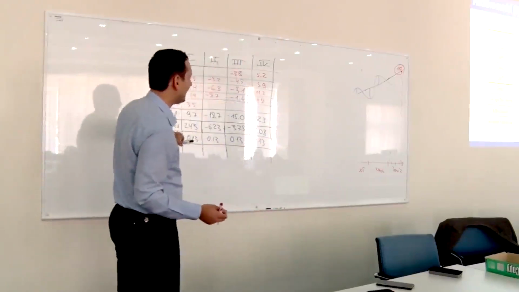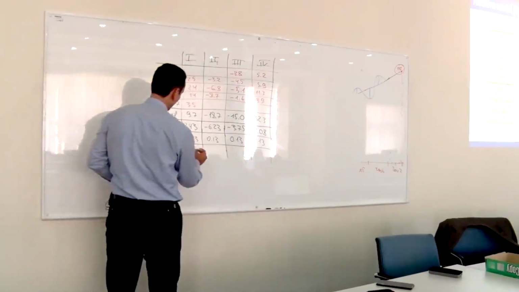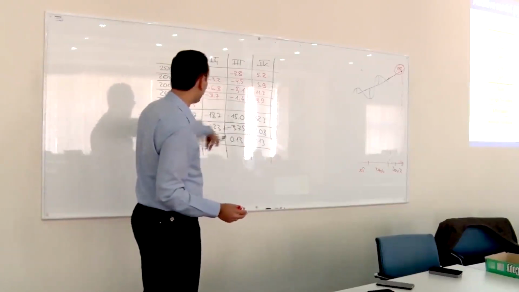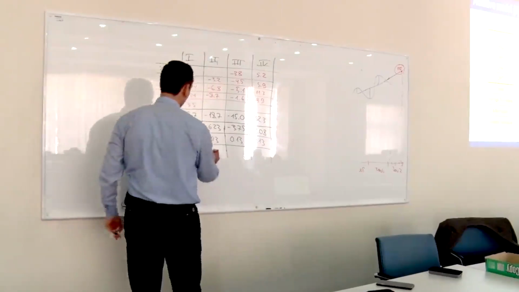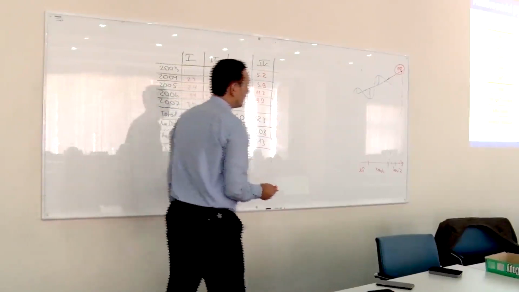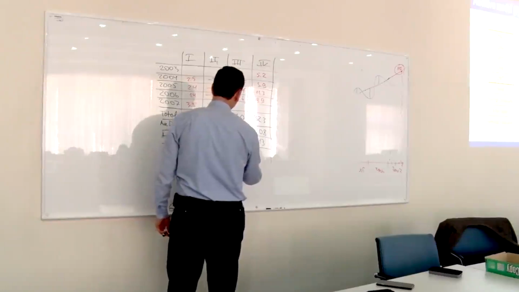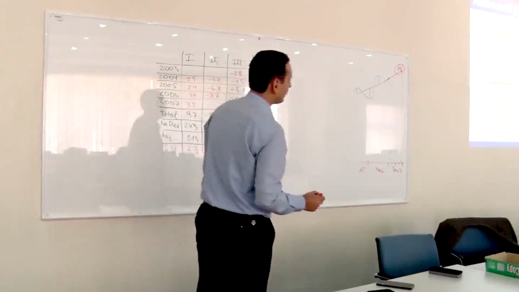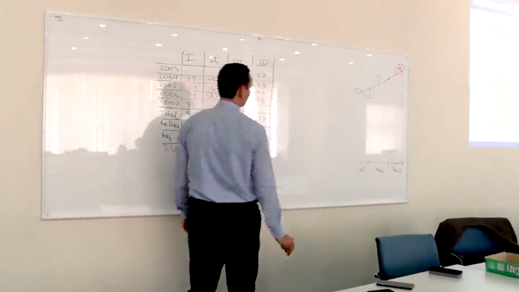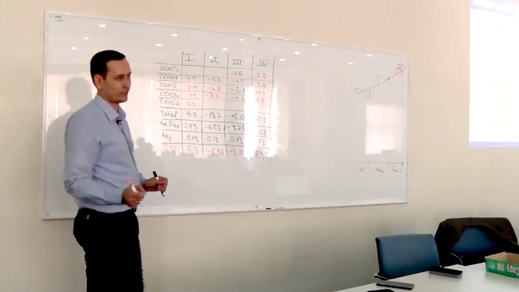2.43 minus 0.13 will give you 2.3, right? Negative 6.23 minus 0.13 will give you negative 6.36, etc., right? So negative 3.88, and 7.95. All right? Now, we have found the seasonal variations.